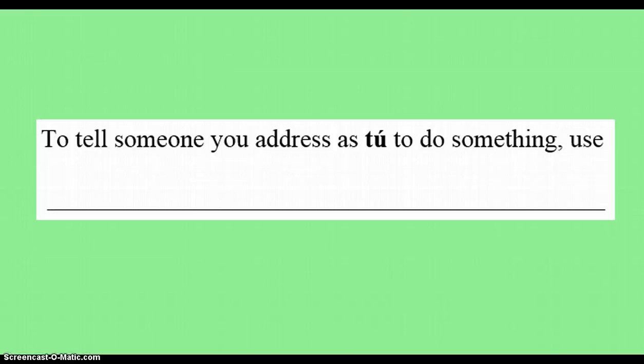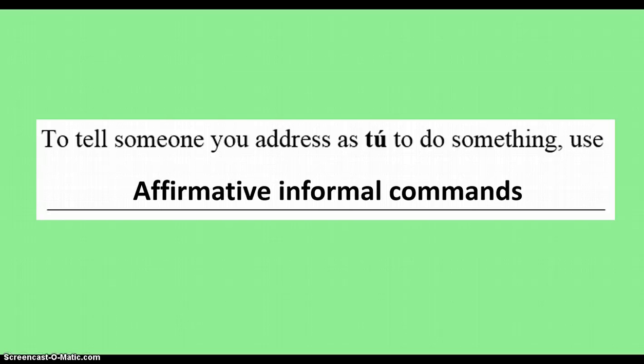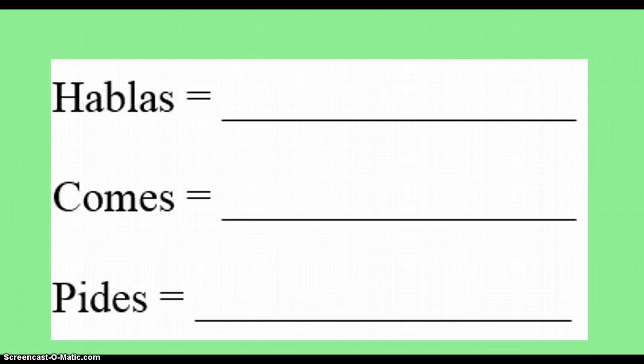To tell someone you address as tú to do something, you are going to use an affirmative informal command. To form this type of verb, an affirmative informal command, all we're going to do is drop the S off of the tú form of the command.